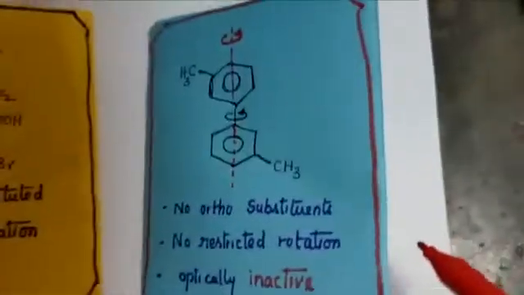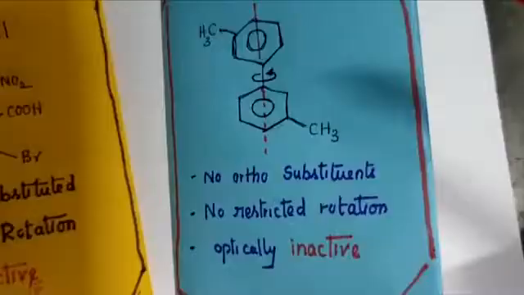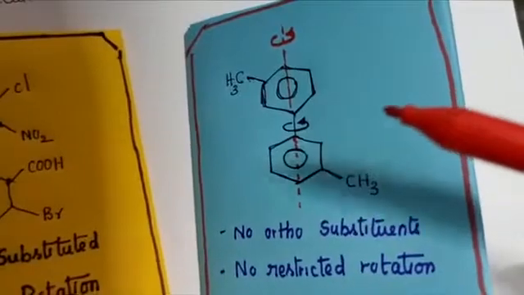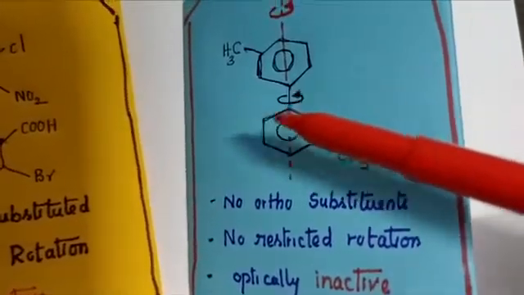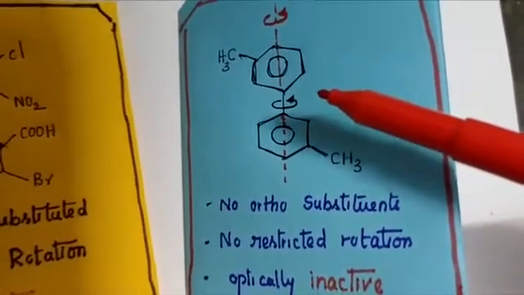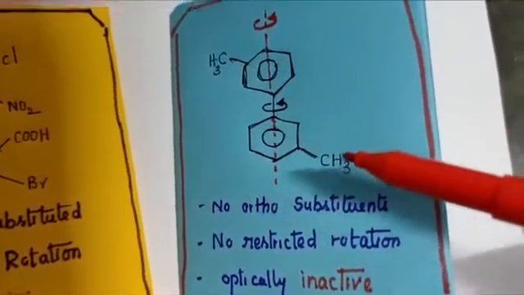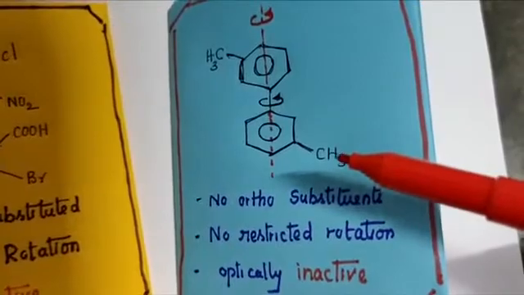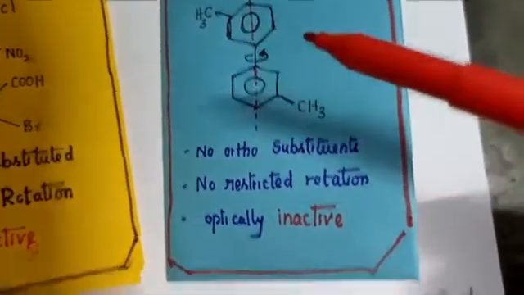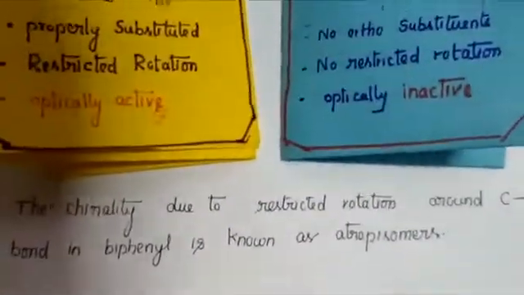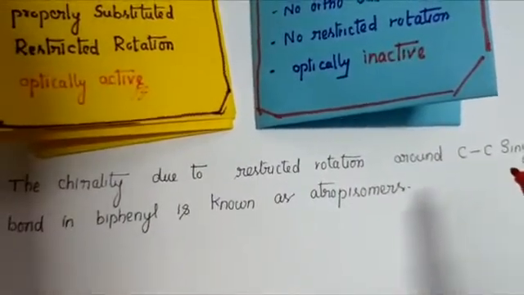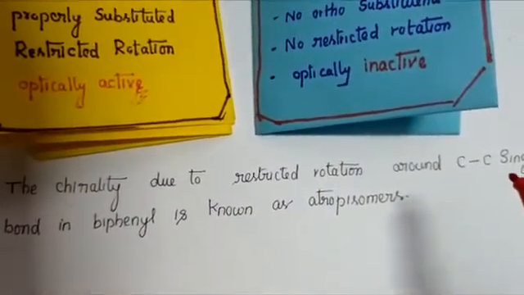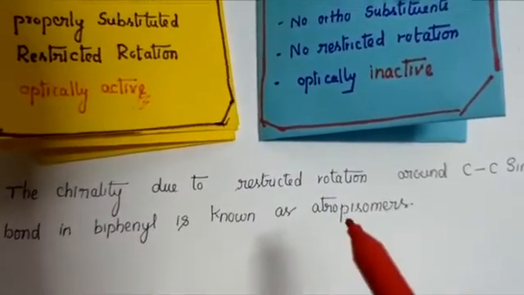Come to this one. In this case, there are no ortho substituents present. As it doesn't have any ortho substituents, there is no restricted rotation, it can rotate freely and the molecule will have a plane of symmetry. So that molecule can be considered optically inactive. Ultimately, if the chirality is due to restricted rotation around the C-C single bond, then the biphenyls become optically active and are known as atropisomers.